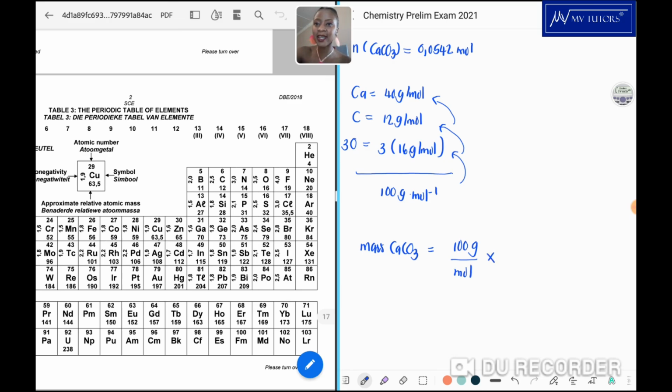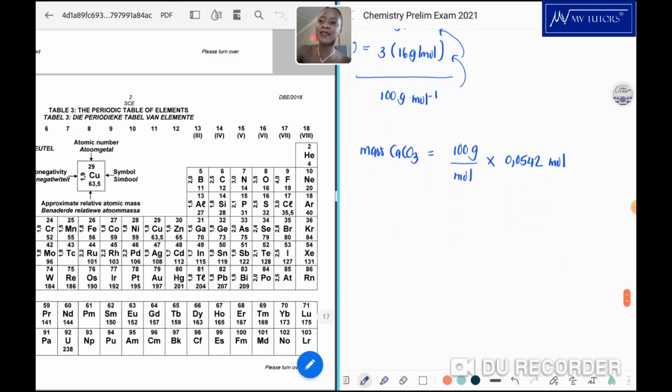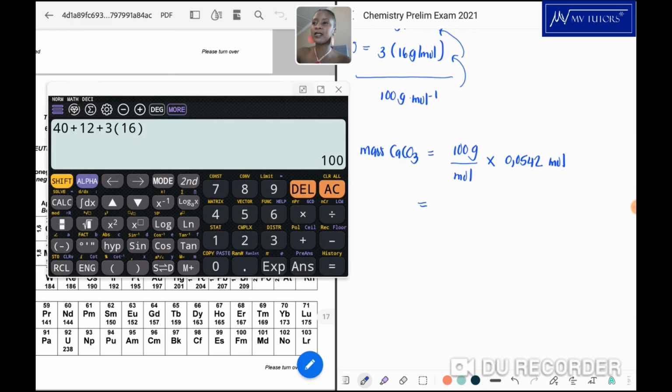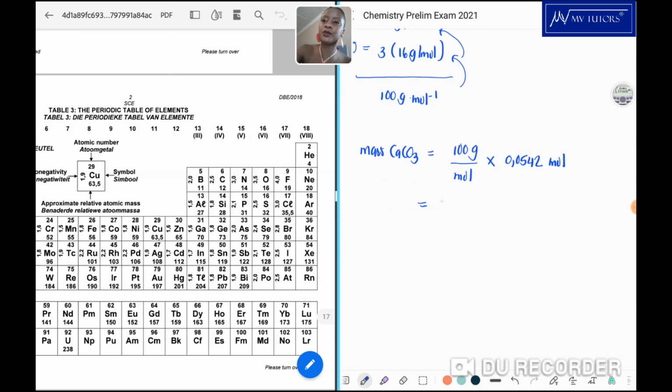I had, which is 0,0542 mole. So in this case, the mole will cancel, and then I am left with the mass of pure calcium carbonate. Okay, so this 100 I multiplied by 0,0542, and then I have 5,42 grams of calcium carbonate.